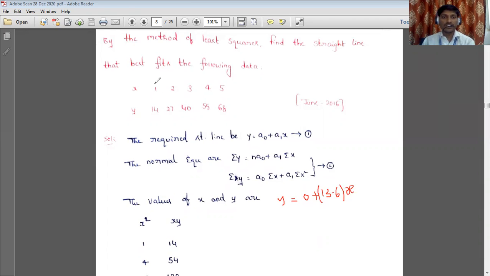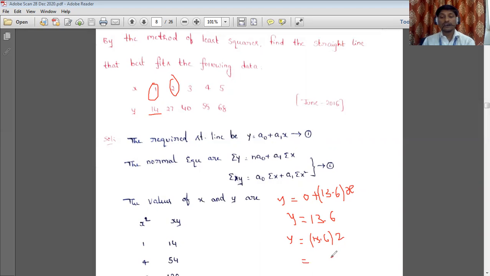And you can check it. First, x is equal to 1 in place of this. If you substitute x is equal to 1, what are we getting? 13.6. Why? Because 0 plus 13.6 into 1. So here the given value is 14, and we got 13.6. In the same way, you can substitute x is equal to 2. If you substitute x is equal to 2, what will we get? y is equal to 13.6 into 2.